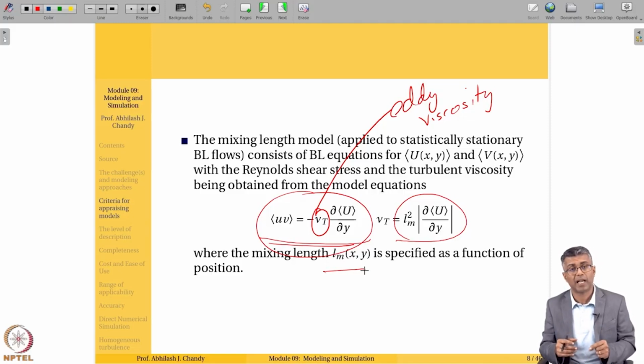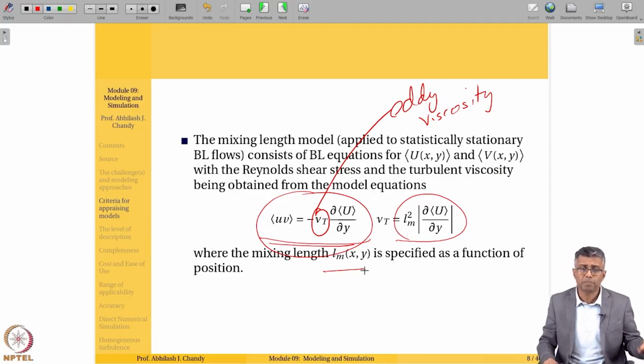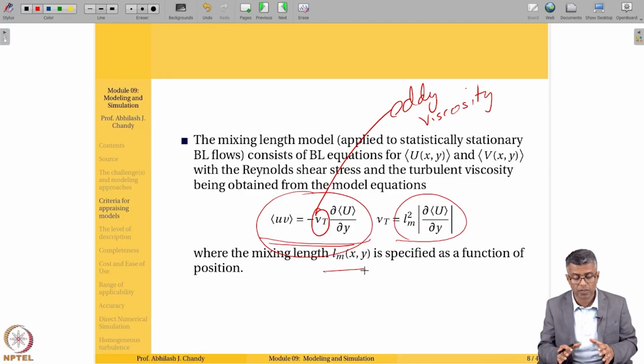So that mixing length is assumed to be a function of space and time. Sorry, not time, but a function of space. But in some cases, in the simplest of scenarios, it is just considered to be a fraction of the characteristic length scale of the flow. So that's what we have. So these are your equations.